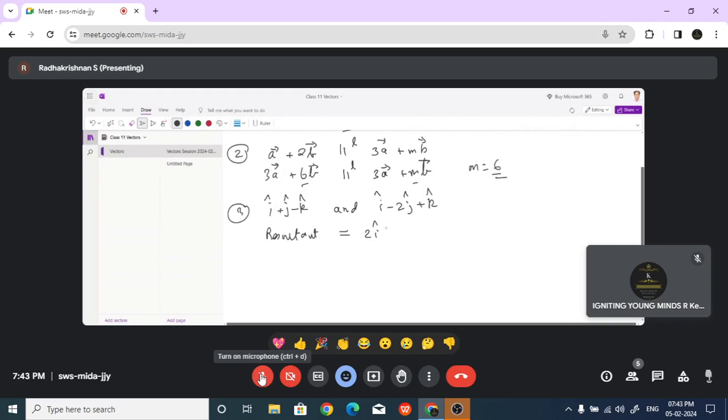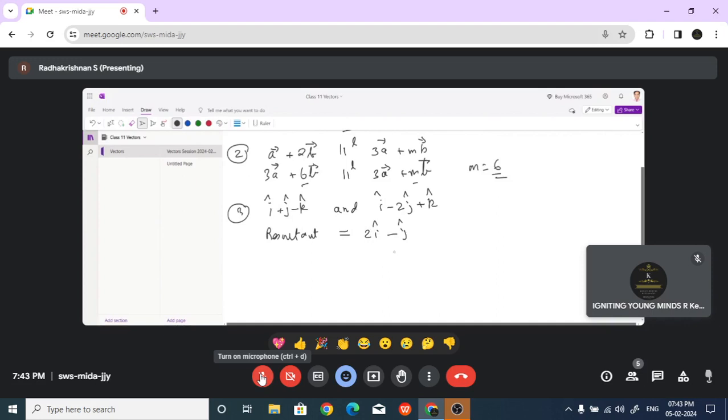So with that knowledge, what is the resultant of the two vectors? Simply add the i coefficients, j coefficients, and k coefficients. So what do you get? 2i minus j. K gets cancelled out. So what is the unit vector parallel to this resultant vector? We need to just multiply by a constant so that the magnitude becomes 1.